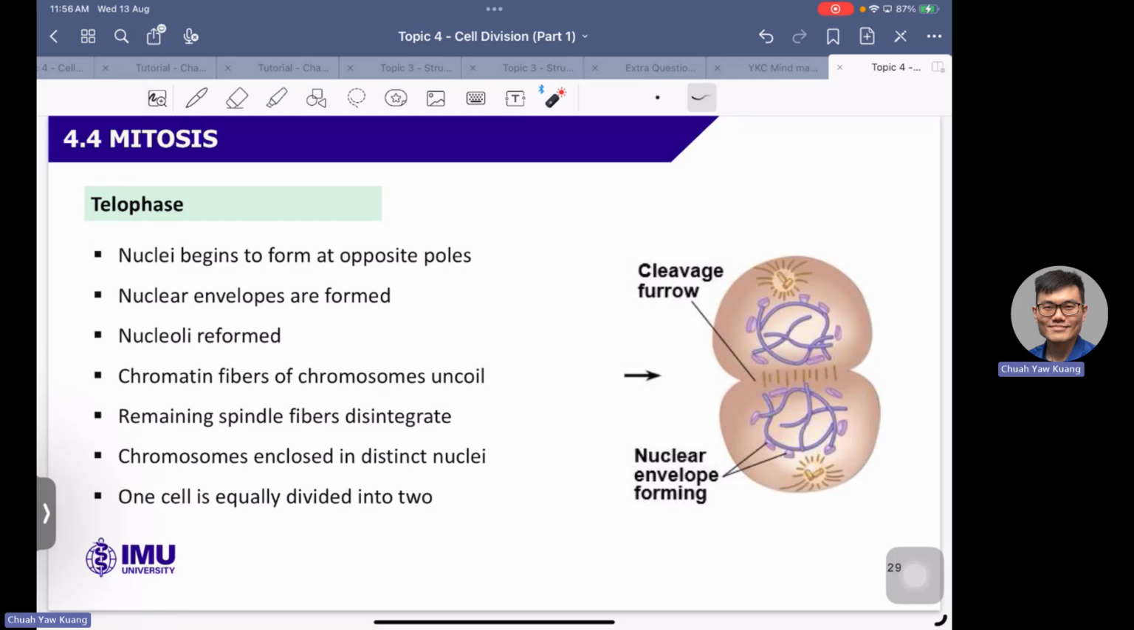Nucleus behavior: the nuclear membrane will start to reform, and the nuclei will start to reform. How about the spindle fiber? Because they have actually reached the opposite pole already, the spindle fiber will start to disintegrate. They will start to disappear.